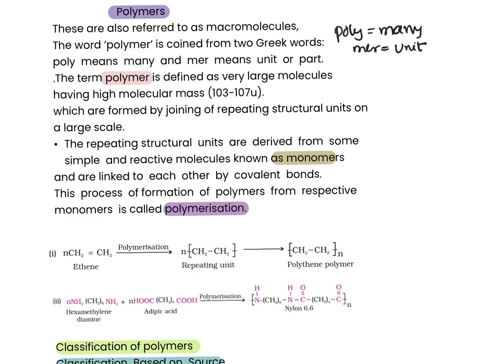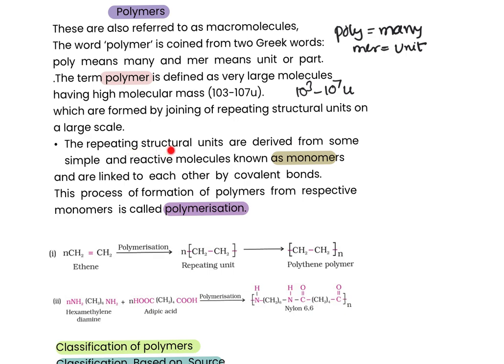The term polymer is defined as very large molecules having high molecular mass, that is 10^3 to 10^7 unified mass, which are formed by joining repeating structural units on a large scale. It means monomers are combined to form a large molecule called a polymer.